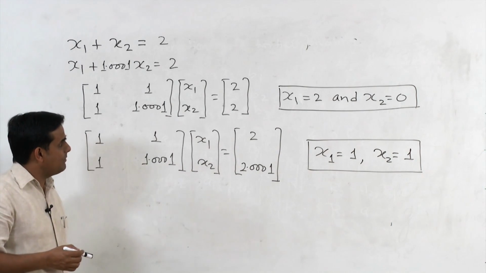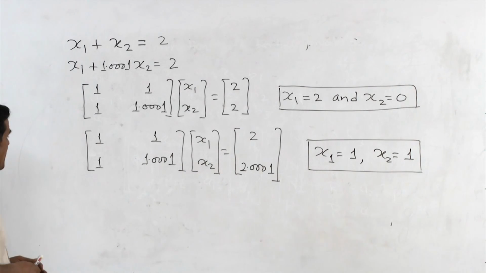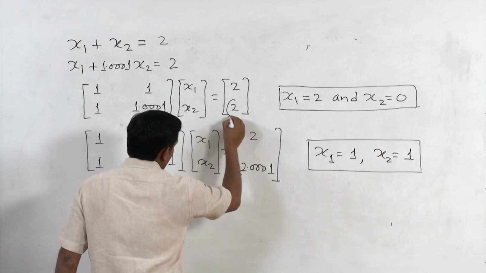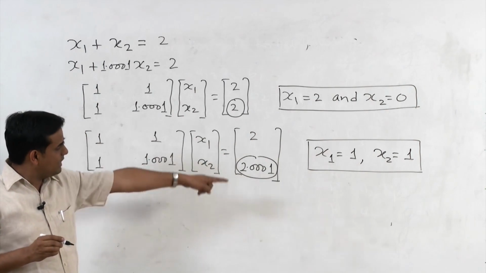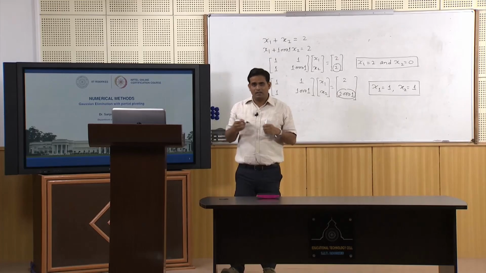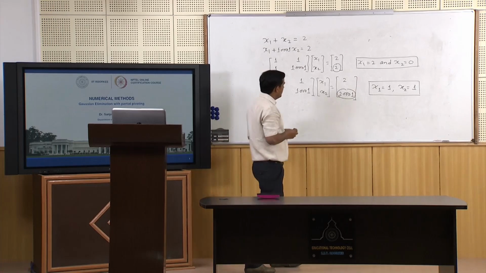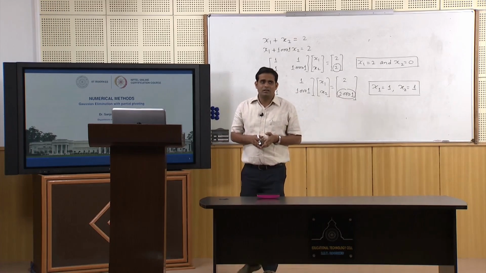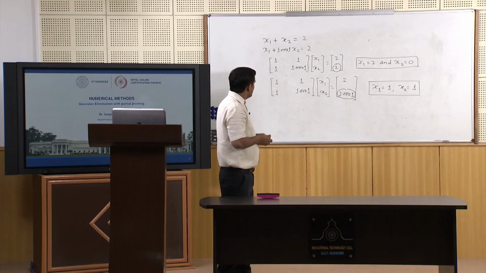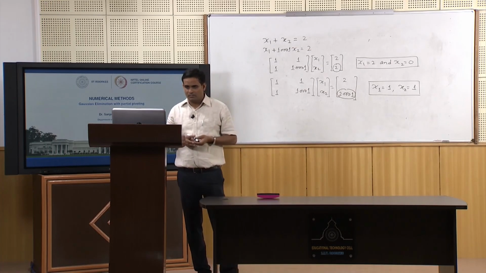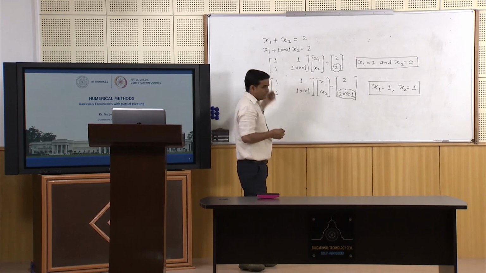In the input data, I am having a very little change, a change of the order 10 raised to power minus 4. Here it was 2, it is 2.0001. However, if you see the change in the solution, we are having a large deviation. If we are having a large deviation in the solution just due to a small change in the input data, such a system is called an ill-conditioned system. So, it is a perfect example of an ill-conditioned system.